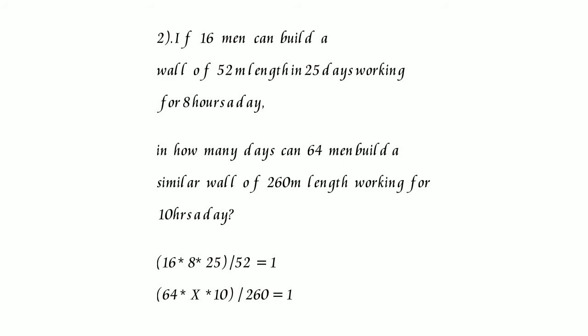Putting the values in the equation, 16 into 8 into 25 by 52 is equal to 1, and 64 into x into 10 by 260 is equal to 1. Here x is the number of days we are required to find. We have put the values. Now as both the equations are equal to 1, we will be equating these two equations against each other, and it will be very easy for us to calculate the number of days by this equation.